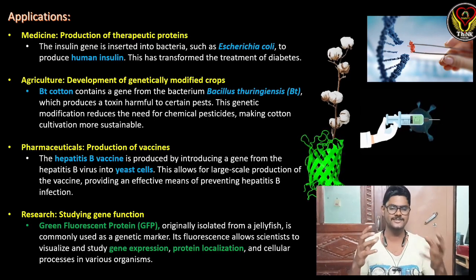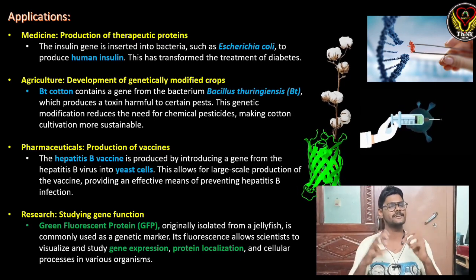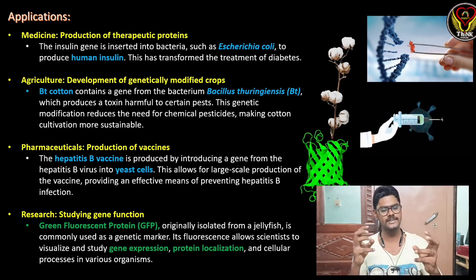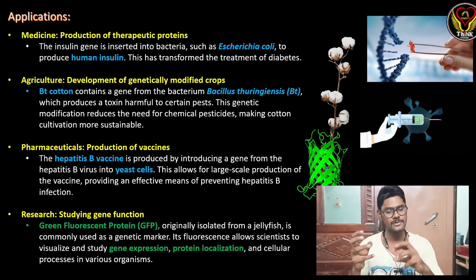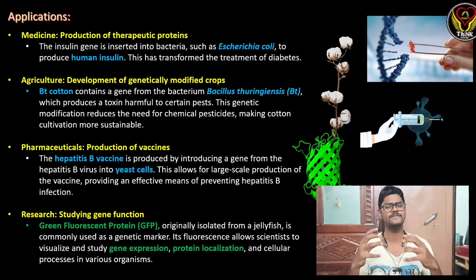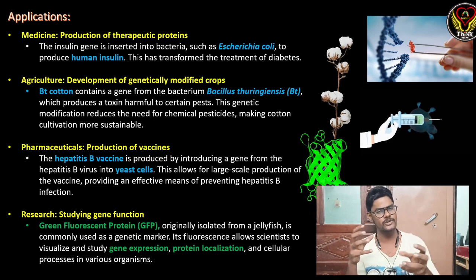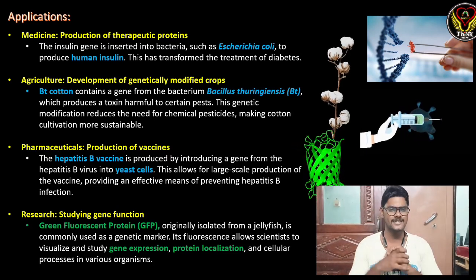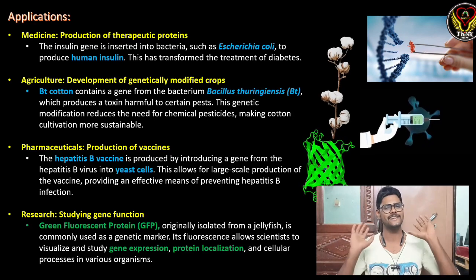And finally in research. In studying gene functions, this rDNA technology is so helpful. Like green fluorescent protein, GFP, originally isolated from jellyfish, is commonly used as a genetic marker. Its fluorescence allows scientists to visualize and study gene expression, protein localization, cellular processes and other cellular metabolism. So these are the main applications of this rDNA technology.